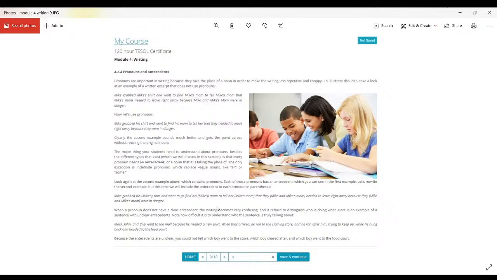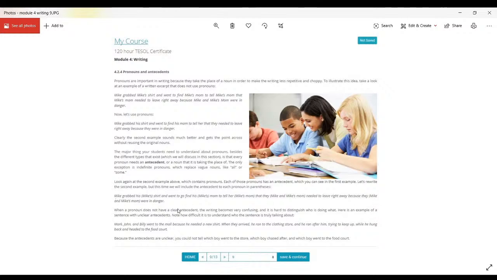Okay, now let's look again at the second example above, which contains pronouns. Each of those pronouns has an antecedent, which you can see in the first example. Let's rewrite the second example, but this time we will include the antecedent to each pronoun in parentheses. Mike grabbed his, which is Mike's, shirt and went to go find his, or Mike's, mom to tell her, or Mike's mom, that Mike and Mike's mom needed to leave right away because Mike and Mike's mom were in danger.